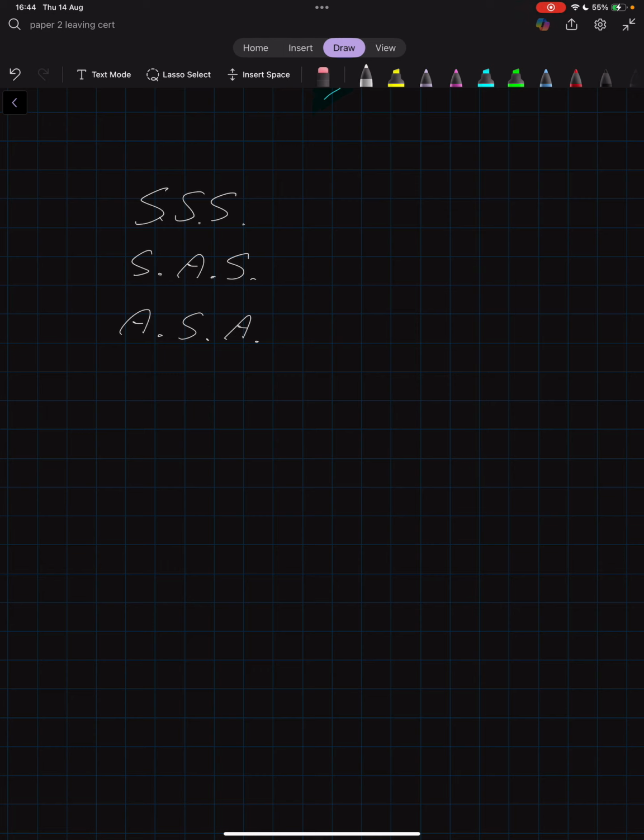And then you also have RHS. So this is basically where you have the right angle, you have the hypotenuse, and then you show that one other side is also the same length. That's how you prove that they're congruent. Okay? All right, I don't think it's that important to do.